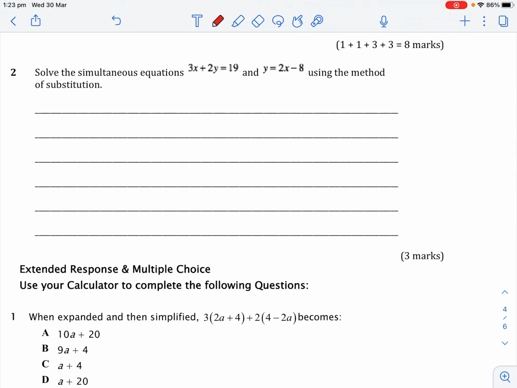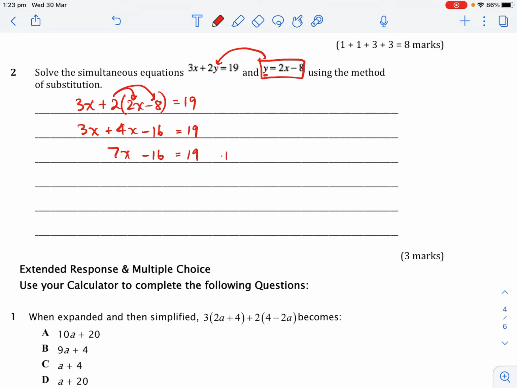All right, simultaneous equations again. I take my y value, the one that says what y is equal to, and I replace the y in the previous equation. So it becomes 3x plus 2 times 2x minus 8 equals 19. Expand the brackets. 2 times 2x is 4x. 2 times negative 8 is negative 16. Put your x's together. Add 16 to both sides. And I get 35 equals 7x. Divide by 7 on both sides, and I get x equals 5.